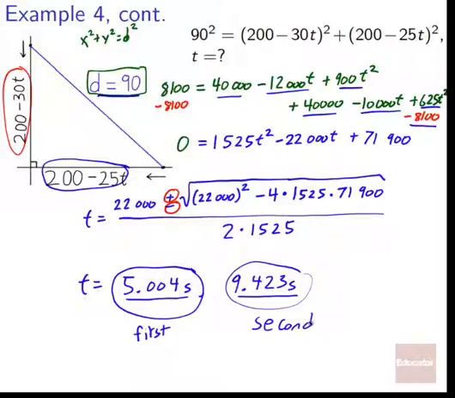Make sure you memorize it. I know I hate memorizing things too, but it winds up coming up so often you really have to have it memorized. Negative b plus or minus square root b squared minus 4ac all over 2a. Make sure you get that one burned into your memory because it will show up a lot.